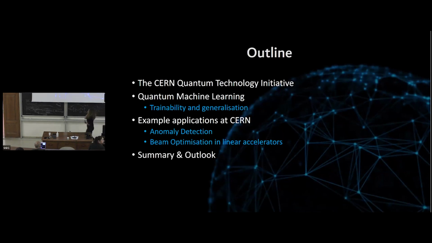Okay, so I will just start with a brief introduction about the context. I will talk to you about the Quantum Technology Initiative at CERN very briefly, because there is a lot of public information concerning that. And then I will go into a set of basic concepts about what it actually means to run machine learning algorithms in the quantum domain. And then I will give you some examples.